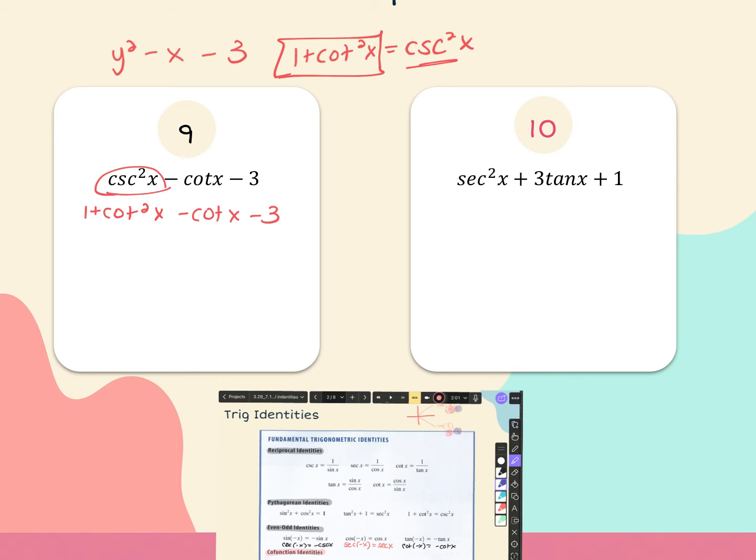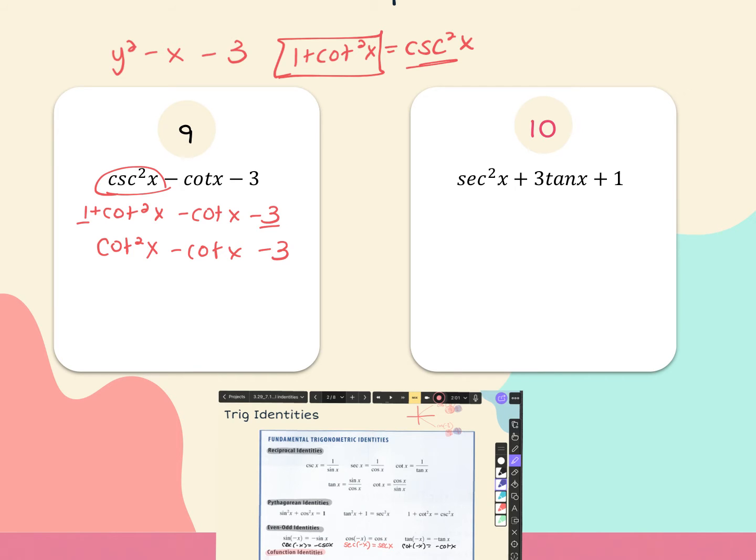Now I've got like terms. So again, now we've got the same trig function, right? One is squared and one is raised to the first power. So I'm going to combine my like terms, the 1 and the negative 3, and I'll rewrite this as cotangent squared x minus cotangent x minus 3.